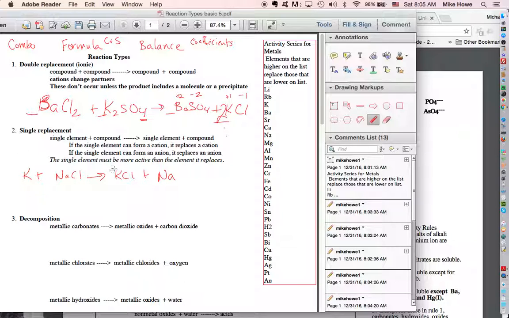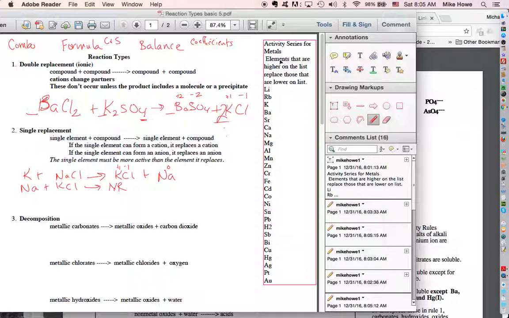Checking our charges here, this is +1, that's -1, so that's good. And this is just zeros by itself. So that one is actually complete and balanced as it stands. I want you to notice that K is more active than Na. If I had Na plus KCl, there'd be no reaction because Na is not active enough to replace the K.